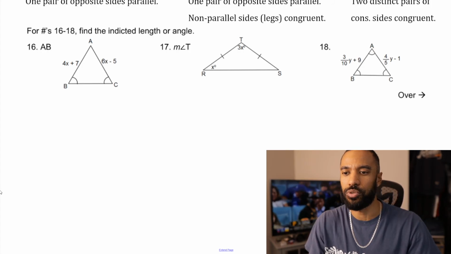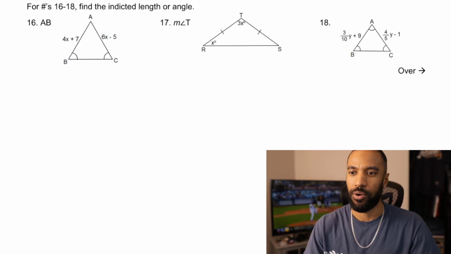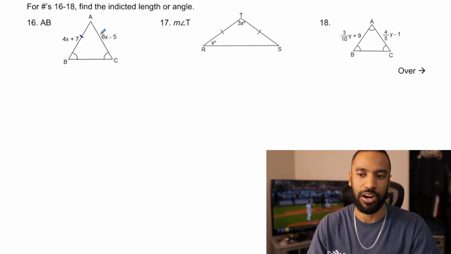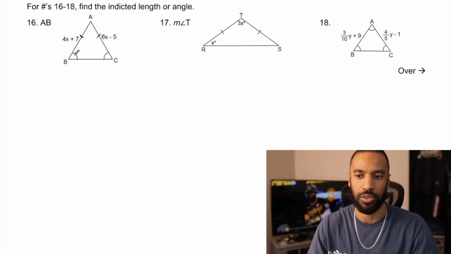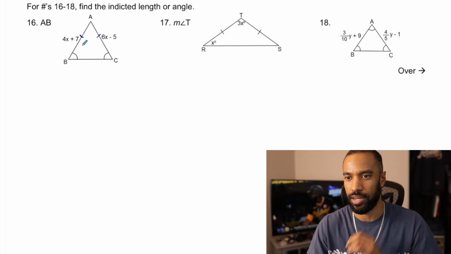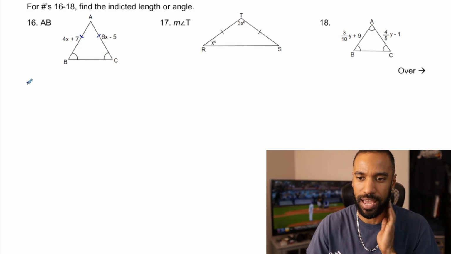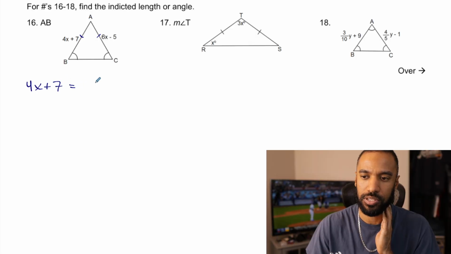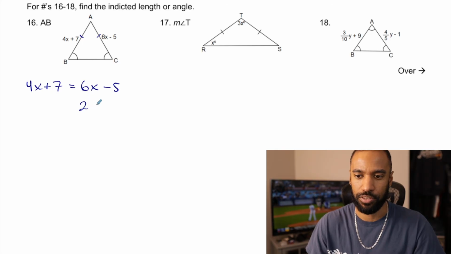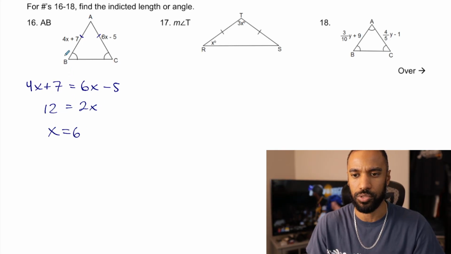Oh, here's some isosceles things. For numbers 16 through 18, find the indicated length or angle. Now, an isosceles triangle has two congruent sides and their opposite angles are congruent, otherwise known as base angles. If I have congruent base angles here and here, that tells me that this side is congruent to this side. That means I can solve for x by setting 4x plus 7 equal to 6x minus 5. Subtract 4x, I get 2x, add 5, I get 12, divide by 2, I get x equals 6.